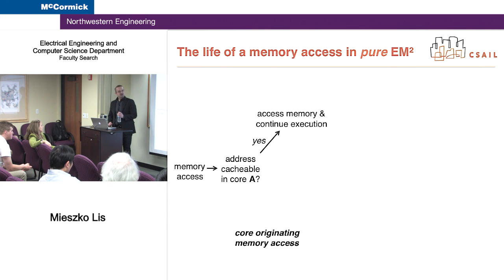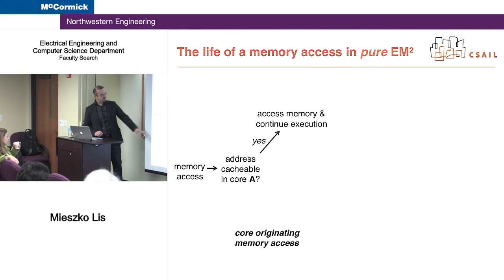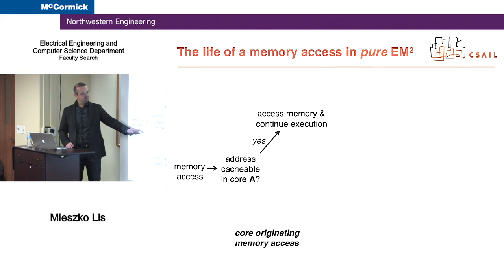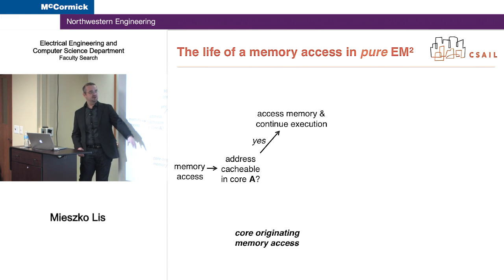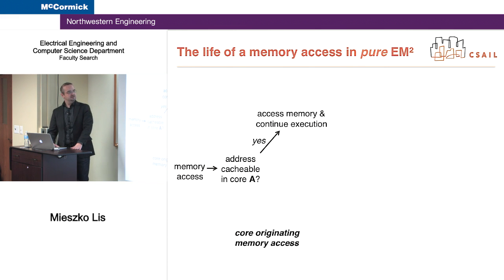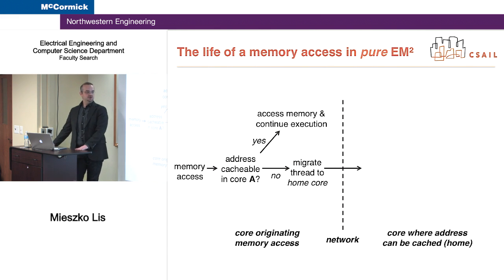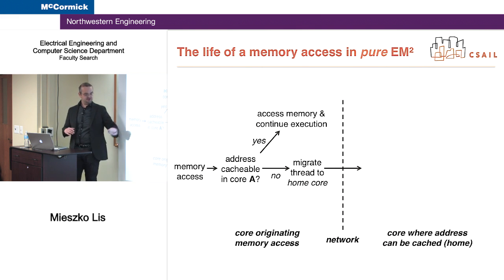Anyhow, so how do you do a memory access in this system? Well, you want to do a memory access, and say you're running in core A, and the first thing you need to decide is whether the address that you are accessing is cacheable in core A, based on this NUCA principle. And if it is, then you're done. Basically, you can access your local cache and continue executing. If it is not, then you migrate to the home core, that is to say the core that can actually cache this address that you're interested in.